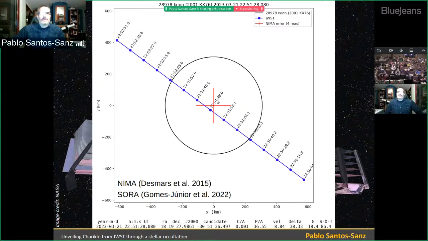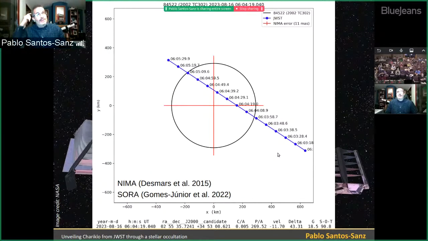This red cross is the uncertainty in the ephemeris of the object that we take from NEMA, and the blue line is the trajectory of James Webb. The different dots mark the different times of the event. These plots were made using SORA tools, read about that in Gomez Jr. et al. 2022. This is another example of prediction by the TNO TC302 that is for August of the next year.